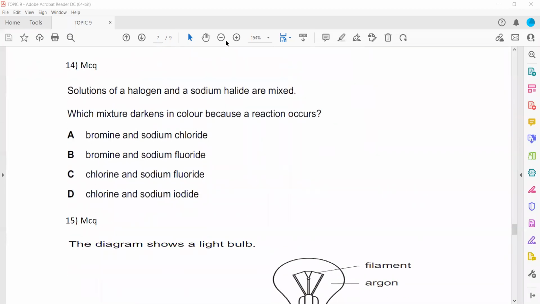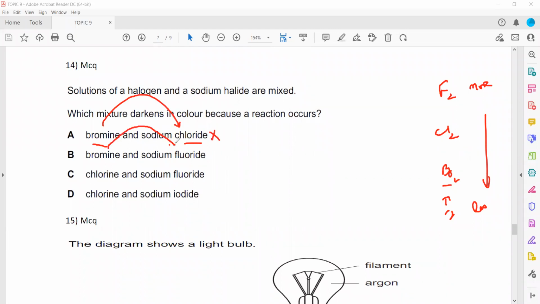A solution of halogen with sodium halide, which mixture darkens, basically because a reaction occurs. Always remember, the more reactive halogen displaces the less reactive halogen from its compound. So fluorine is more reactive and iodine is less reactive. Bromine with chlorine, bromine is down, so it cannot displace. Bromine with fluorine, bromine is down, it cannot displace. Chlorine with fluorine, chlorine is down, so it cannot displace.